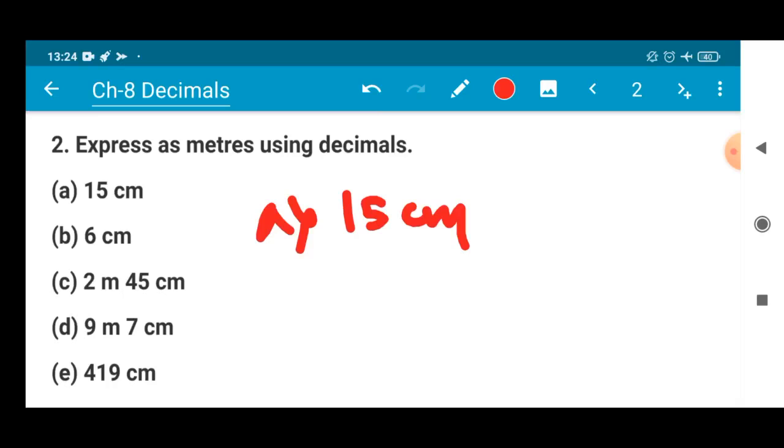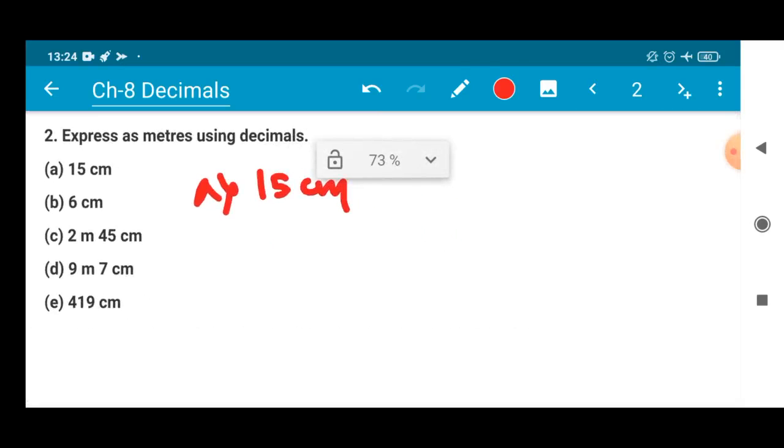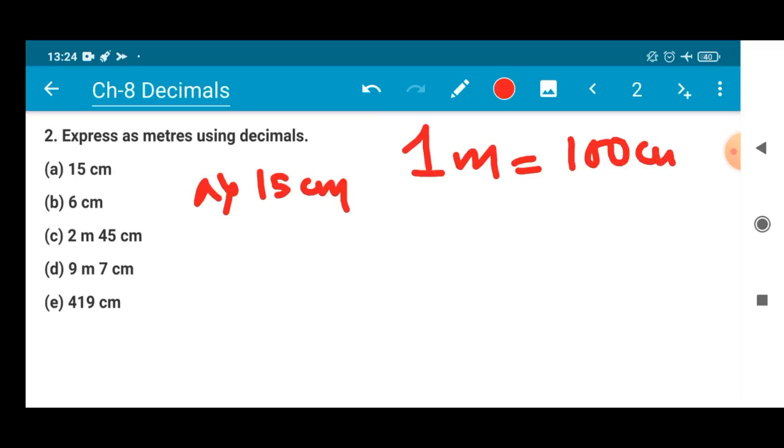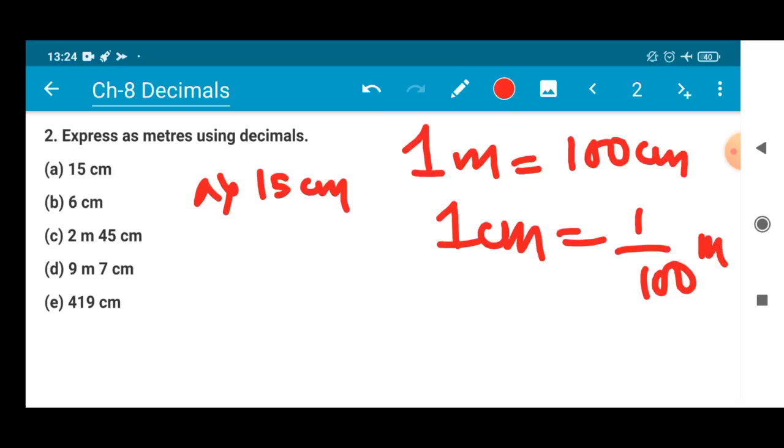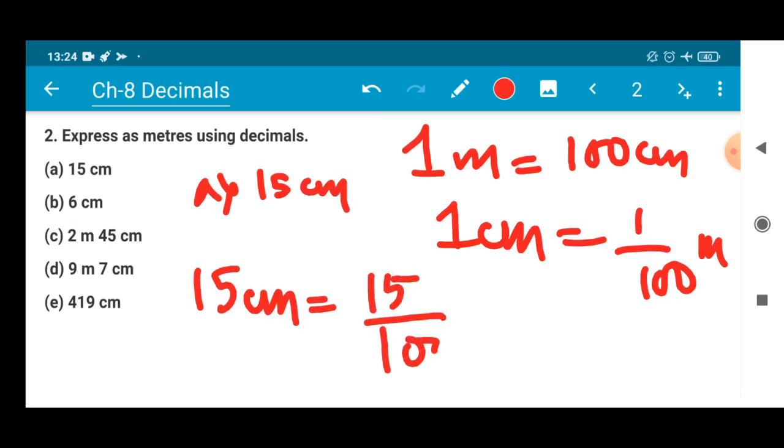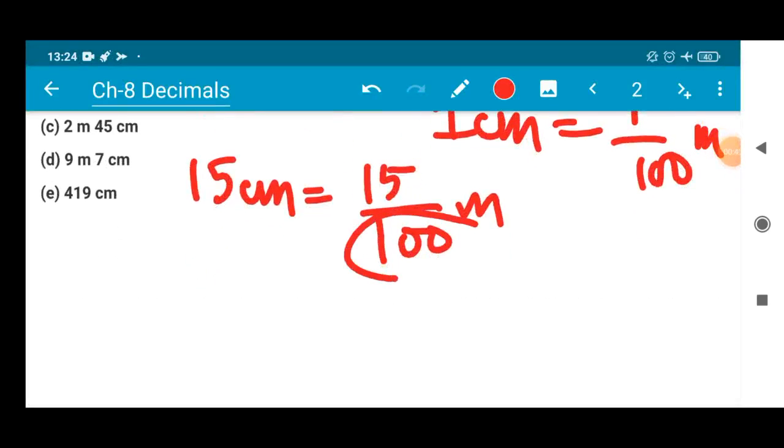The relation between the meter and centimeter is known to everyone till now, because we are in class 6 now. So 1 meter means it is 100 centimeter and 1 centimeter means it is 1 by 100 meter. Very simple thing. Now we have to express this 15 centimeter into meter value. So in order to convert this 15 centimeter into meter, what I can do is write 15 by 100 meter, isn't it? Now if I put 100, we cannot write centimeter again over here, because we have already written 100 over there.